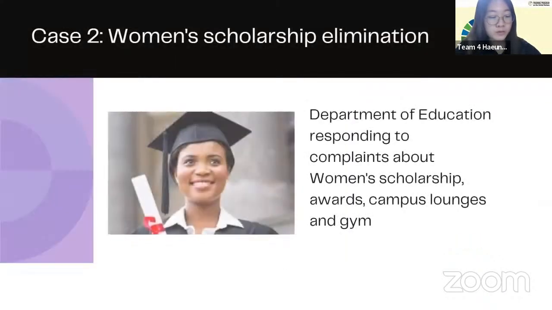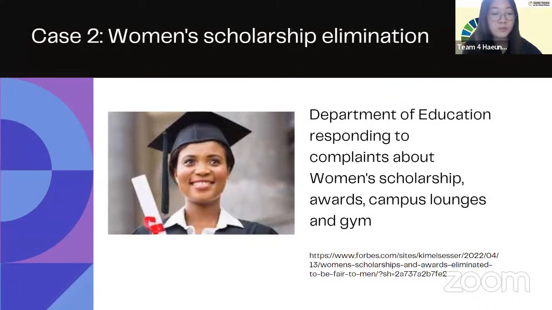Well, this movement of anti-feminism is not only limited to highly spotlighted political issues like abortion, it also influences the field of education. In the United States, women's scholarships and awards are being eliminated due to the decision of the Department of Education responding to complaints that women's scholarships are discriminative to men.